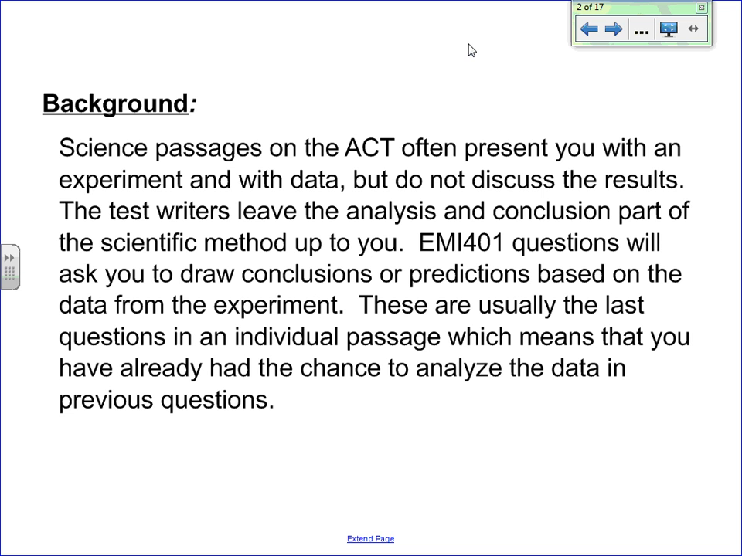These are usually the last questions in an individual passage, which means that you have already had the chance to analyze data in previous questions. These are typically questions 4, 5, 6, or 7 of the passage that you'll see. They almost always come at the end of the passage.